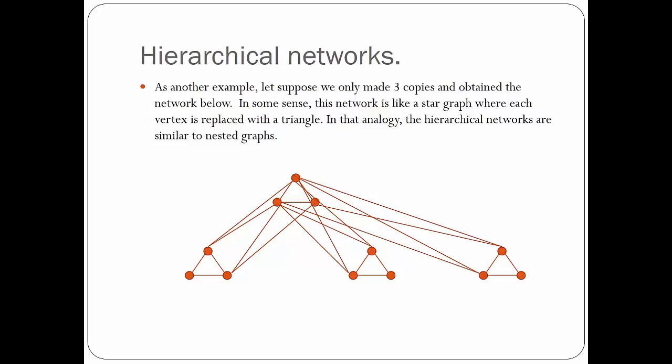In some sense, what we're defining here is a type of star graph. We can think of the original graph or the original network in the same way that we can think of the central node of a star. And then each of the copies are the nodes on the periphery. In that sense, we can think of nesting in each node of the star graph another graph.